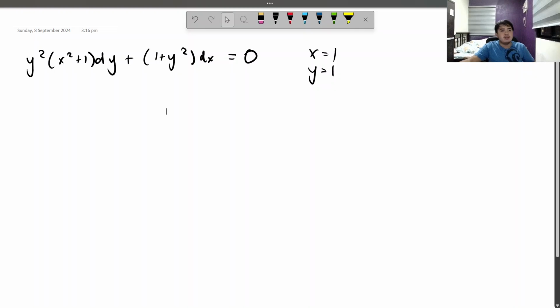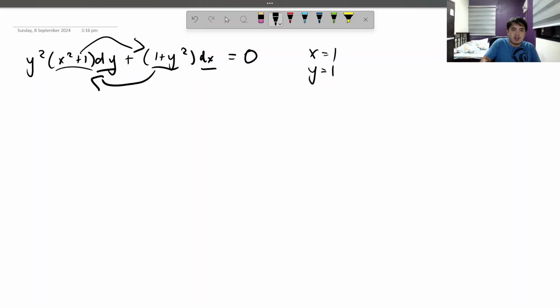All right. y squared multiplied by x squared plus 1 dy plus 1 over 1 plus y squared dx equals 0. Now, what's going on here is that there's dy here and there's dx here. Whatever their variable is, we need to move everything to there. So for example, this we need to move somehow here, and this we need to move somehow here. How do we do that?